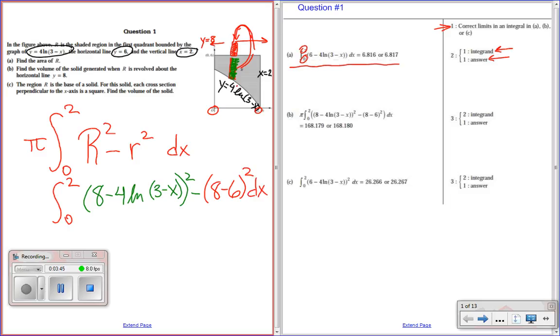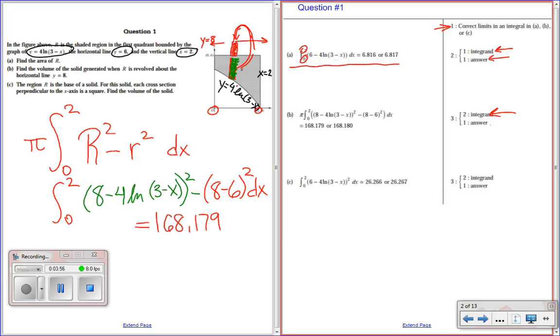Now, again, put this in your calculator and round to 3 decimal places. So we get 168.179 or 0.180. Now, notice this. You get 2 points for the integrand and then 1 point for the answer.